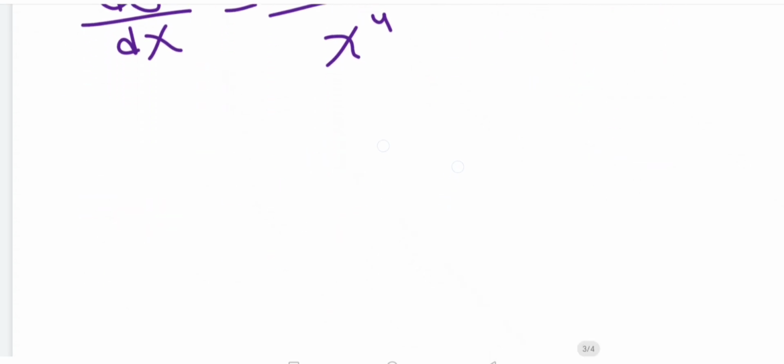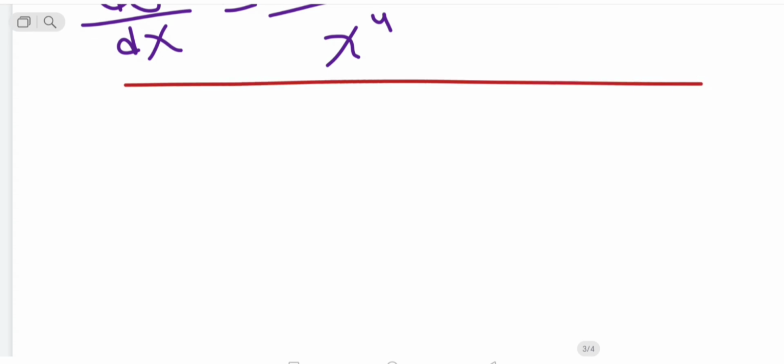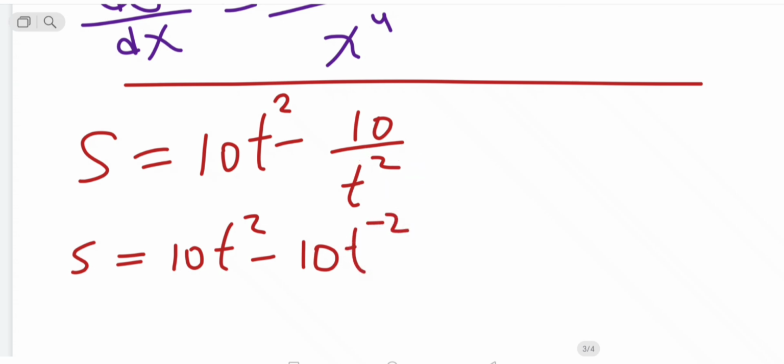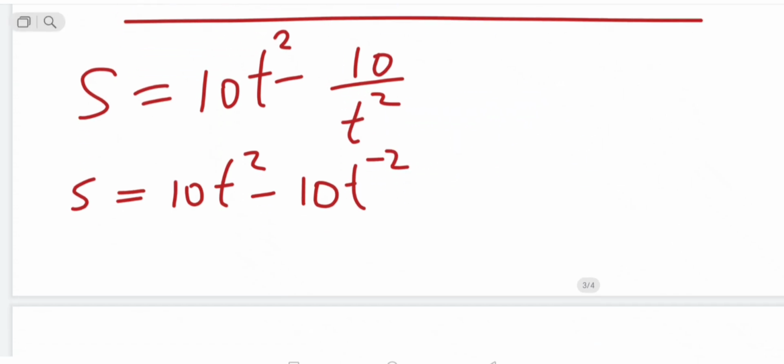Okay, this is the last question. Look at this question. s equals 10 t power 2 minus 10 over t power 2. In this question, again, the variable is in the denominator. Whatever the variable, before it was x, now it is t, no problem. It was y, now it is s, no problem. But we have to bring it up. If it goes up, the power sign changes. So s equals 10 t power 2 minus 10 t power negative 2, because it was positive and went up, it became negative.